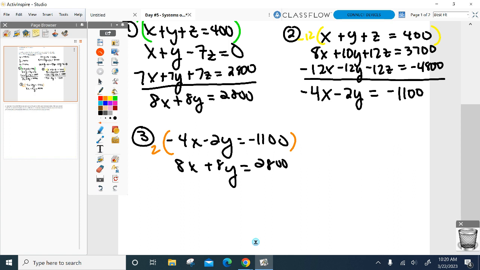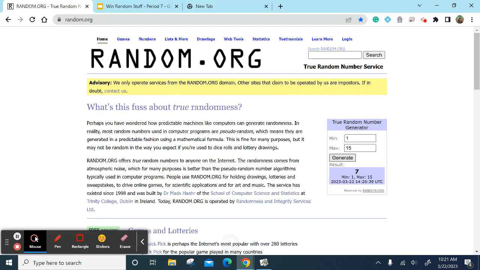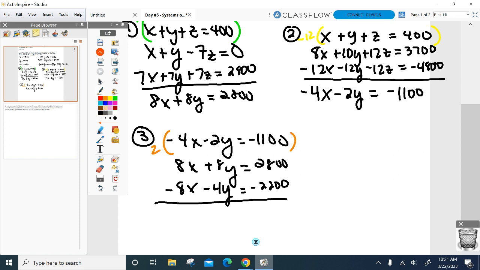All right, take your time and distribute. Negative 8x minus 4y equals negative 2200. Almost home. All right, I know the x's are gone. What's left? 12. How many y's are left? 4, 4y. And what about on the other side here? 600. There you go.